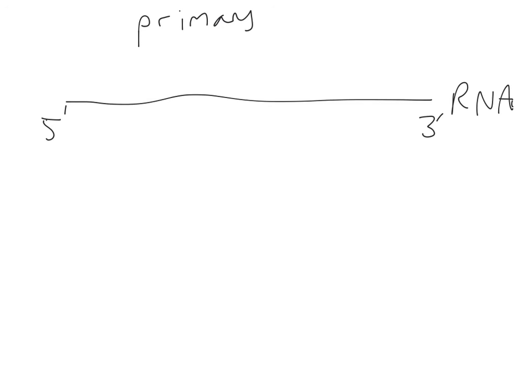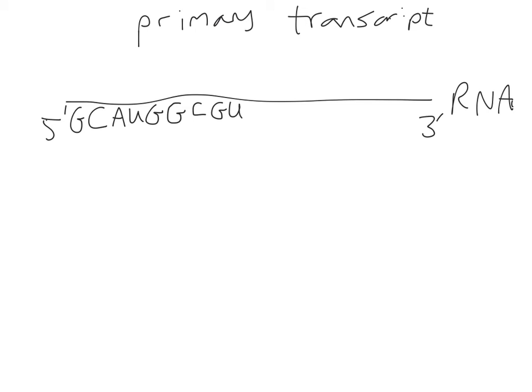It hasn't been capped, spliced, tailed yet. It's a primary transcript. There's one intron in here. Let's find it. Except I don't want T's, I want U's. Wow, that's a lot of writing. Sorry, everybody that's trying to copy that down. I'll read it for you quickly. G-C-A-U-G-G-C. No. You can see it.